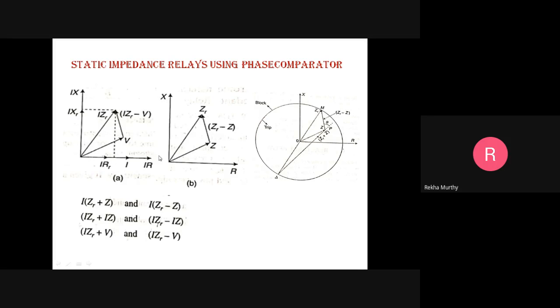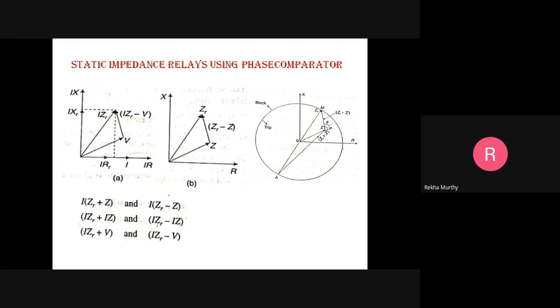For example, if the point P, this is a fault point P, lies within the circle, that is when theta is less than 90 degrees. If the P falls outside the circle, then theta will be greater than 90 degrees.